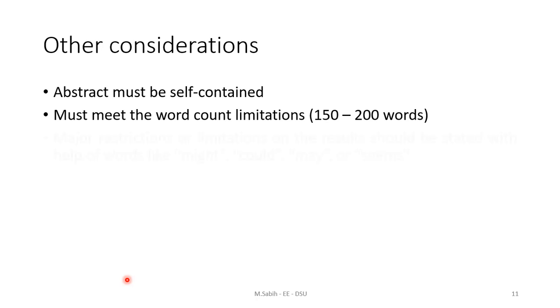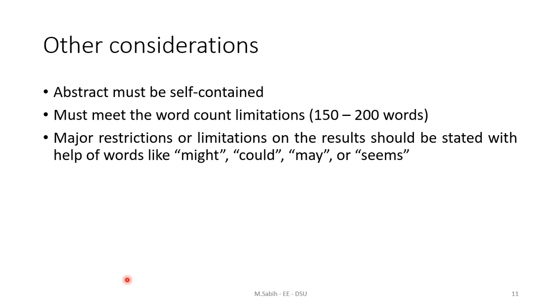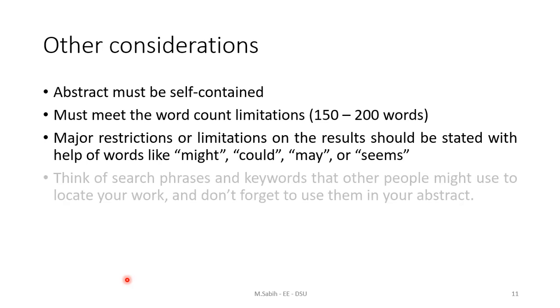So be very careful. Major restrictions and limitations on the results should be stated. This is also important: you must state the major restrictions and limitations on the results. For example, these are the doubts that you want to share with other people, which you are unable to explore more, or there are some indications. So you might say might, could, may, and seems. You can use these words.